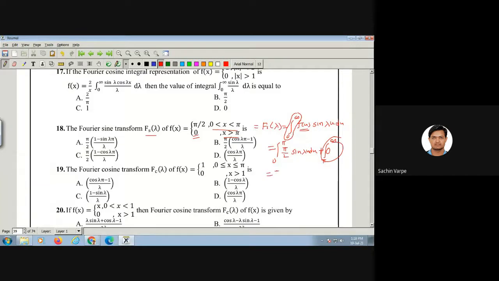So pi by 2 times the integration of sine lambda u is minus cos of lambda u upon lambda from 0 to pi. When I substitute the upper limit, that will be pi by 2 times minus cos of lambda pi upon lambda, minus at lambda equal to 0, cos 0 will be 1, so 1 upon lambda. So that will be the option, 1 minus cos lambda pi.